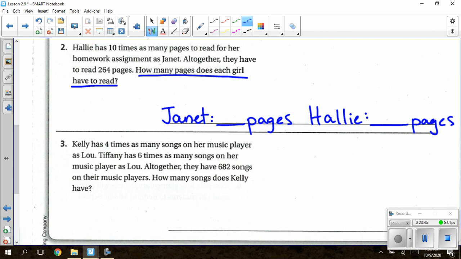So now to help set this up, we know that Hallie has 10 times as many pages as Janet. So that means Janet has to read the least amount of pages. So I'm going to use J to represent Janet, and since she has to read the least amount, she has the 1 box. And that means Hallie would have the 10 boxes since she's 10 times as many.